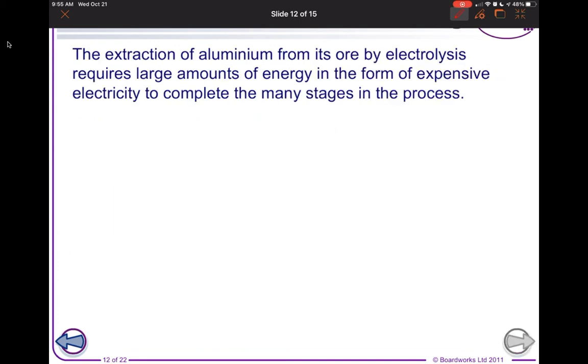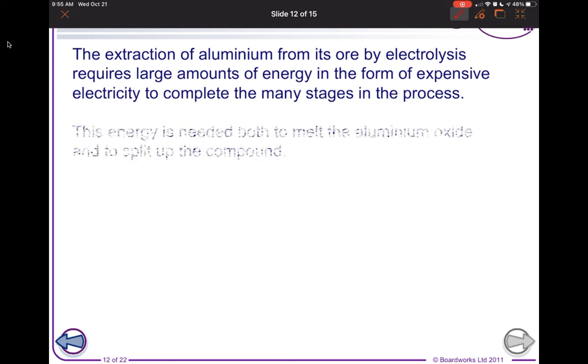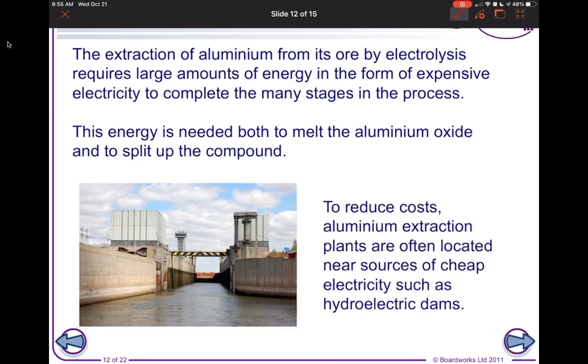So the extraction of aluminum from its ore by electrolysis requires a significant amount of energy in the form of expensive electricity to complete all the stages. So the energy is first needed to melt it, to split up our compound. To reduce that cost, the aluminum extraction plants are often located near cheap sources of electricity, like hydroelectric dams, so that it doesn't cost as much.